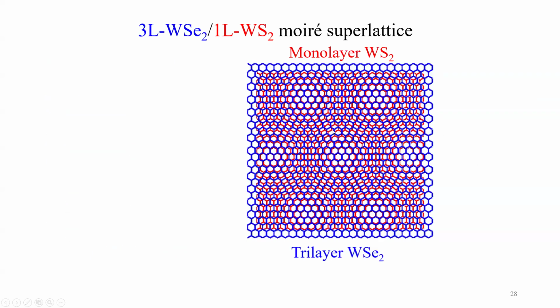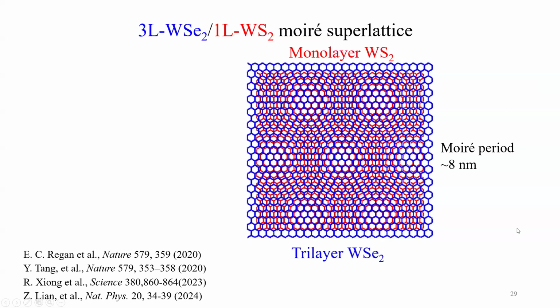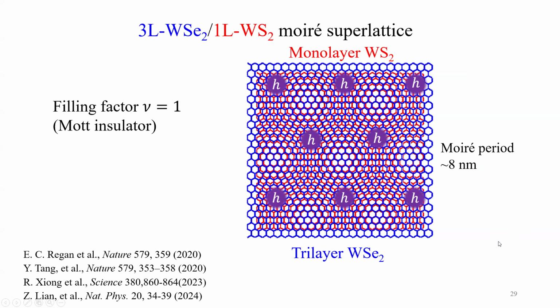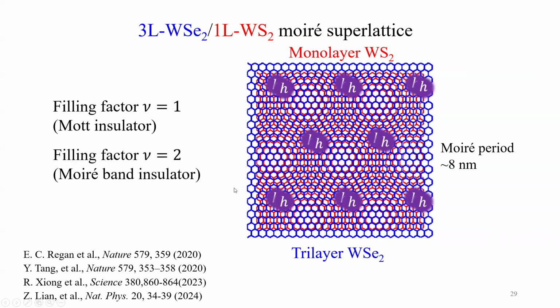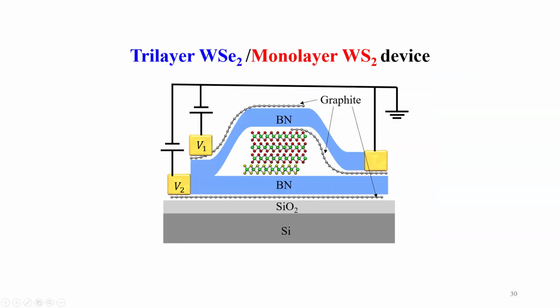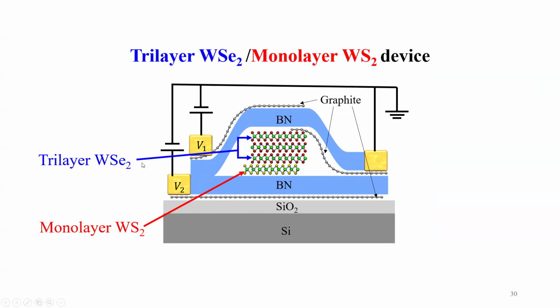And based on this case, if we dope the system by holes, for example, one hole per Moiré cell, we're going to have Mott insulator. And this is reported by these literatures. And if we dope 2 holes per Moiré cell, we will get Moiré band insulator. And then we fabricate our device, which is very similar to our trilayer WSe2 device, just with extra perturbation layer beneath the trilayer WSe2, which is a monolayer WS2. So it's a 4-layer structure.